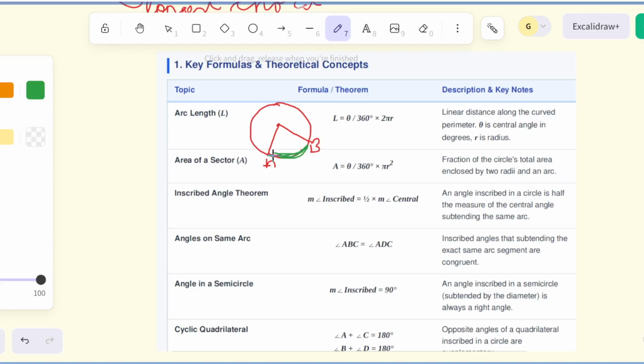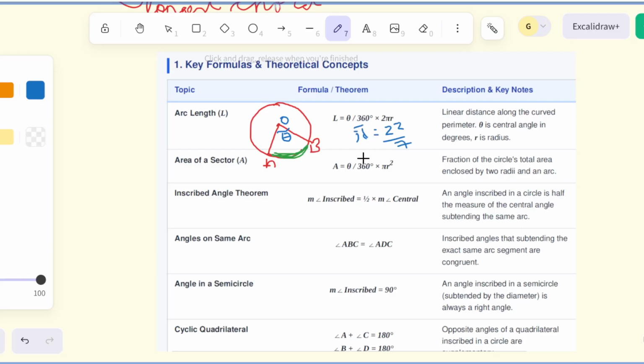This is an arc, right? Part of the circumference of the circle. And let the center be O. If this angle is theta, and AO and OB are the radii, what will be the length of the arc AB? You should know the angle. If you know the angle, divide by 360, multiply by 2 pi r, where the value of pi is 22 upon 7. As we do questions, you will understand.